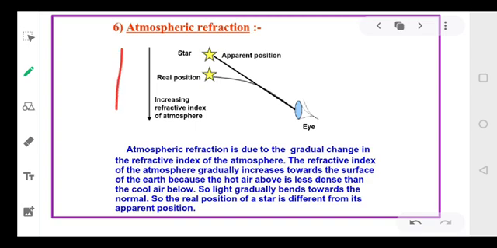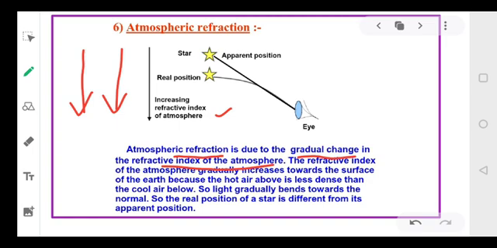Now you must have seen also, right? As we come down, as the light comes close, the refractive index keeps on increasing, because the air close to the surface of the Earth is cooler in comparison to the air away from the surface of the Earth, right? So atmospheric refraction occurs due to gradual change in the refractive index of the atmosphere. The refractive index of the air slowly increases as the light comes closer to the surface of the Earth. So we can say that the speed of light gradually decreases from space into the Earth's atmosphere, right?